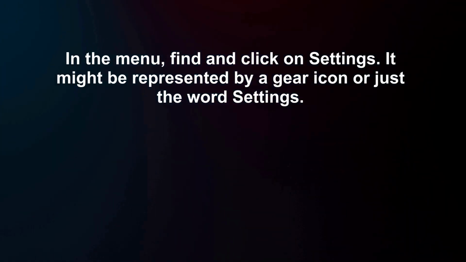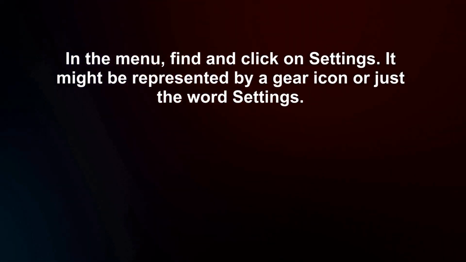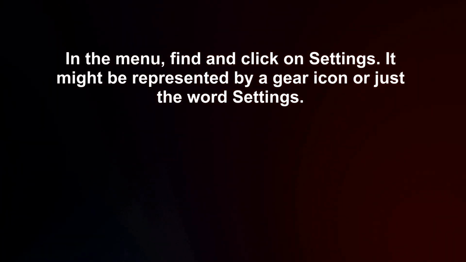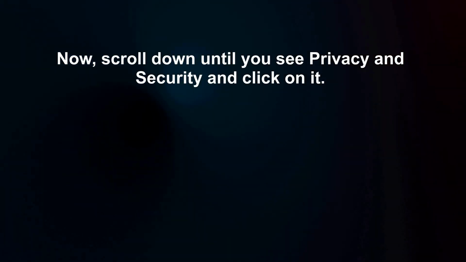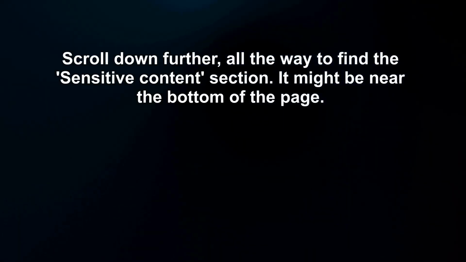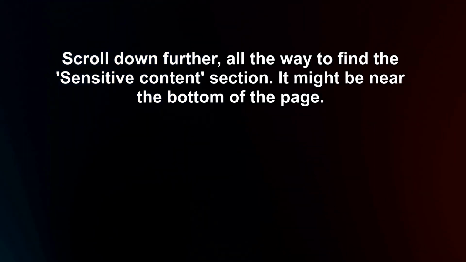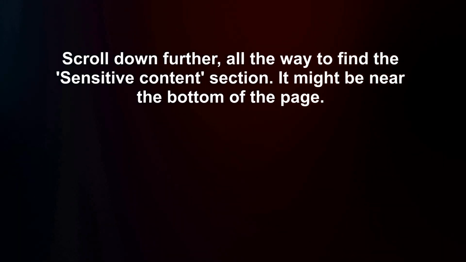In the menu, find and click on Settings. It might be represented by a gear icon, or just the word Settings. Now, scroll down until you see Privacy and Security and click on it. Scroll down further, all the way to find the Sensitive Content section. It might be near the bottom of the page.